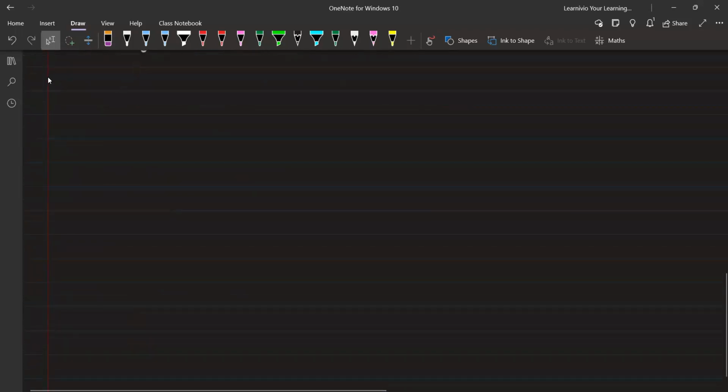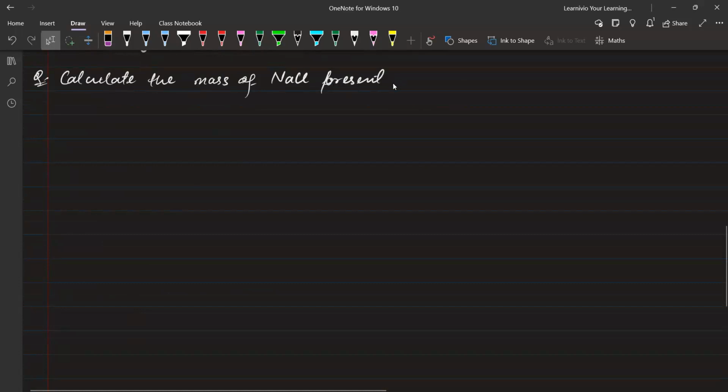For example, calculate the mass of NaCl present in 5 gram of 20% W by W aqueous NaCl. Okay. Now, please see in this type of question, you have to be a bit careful.